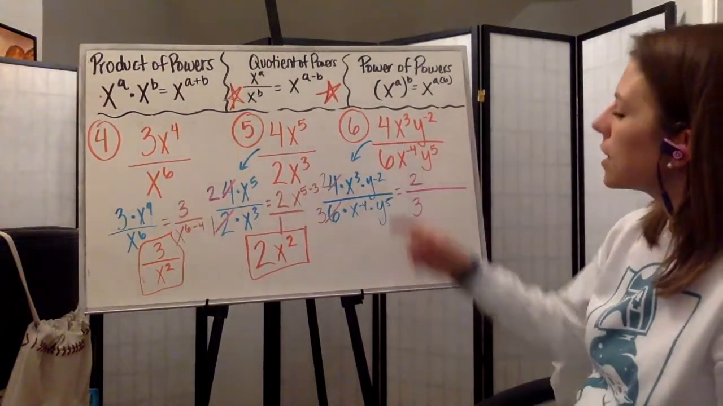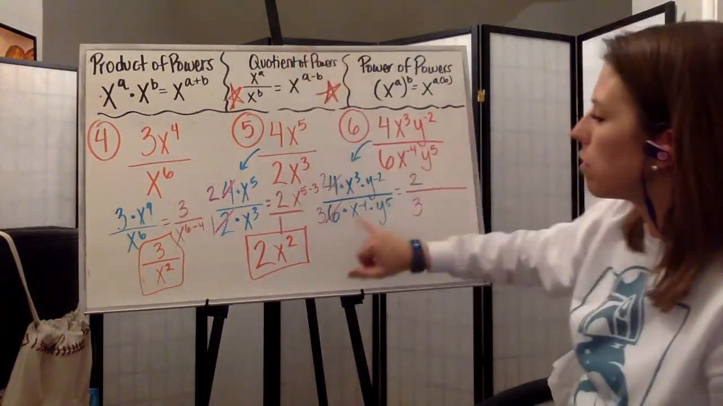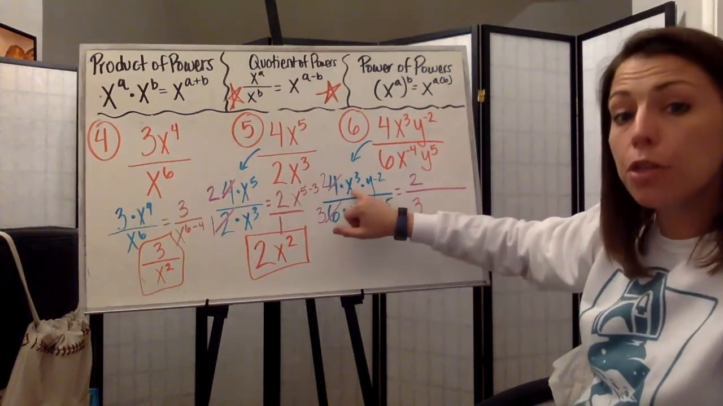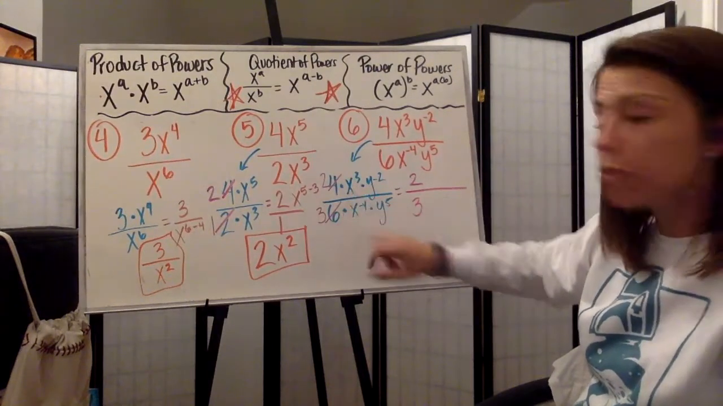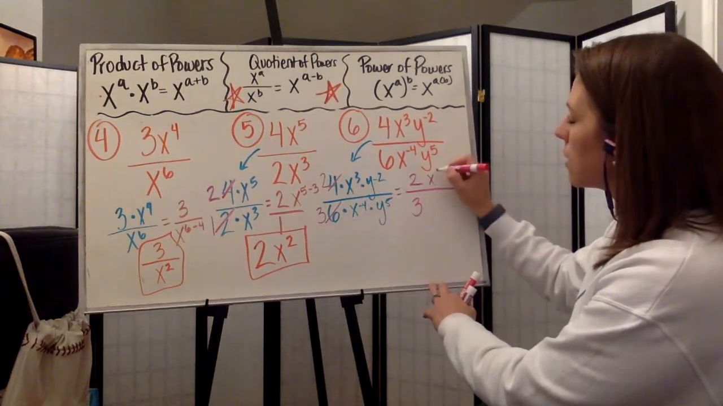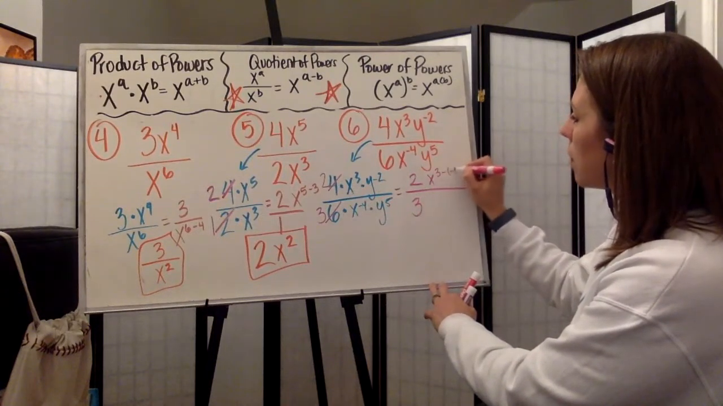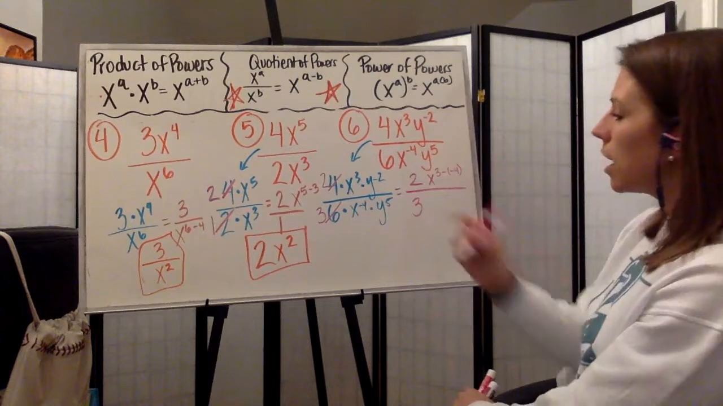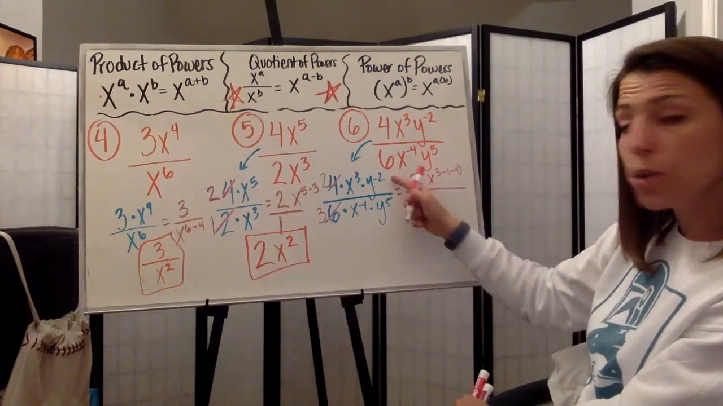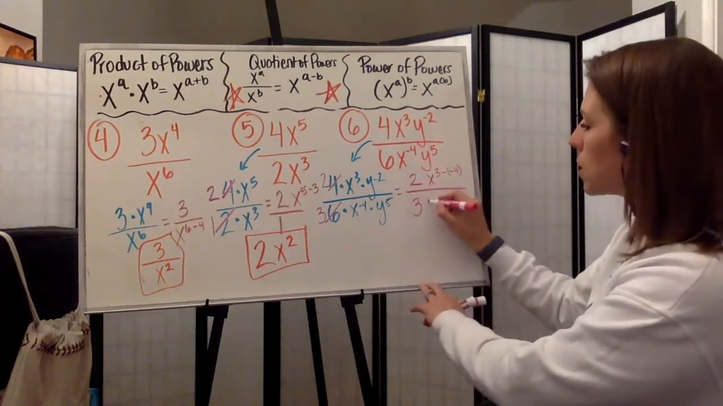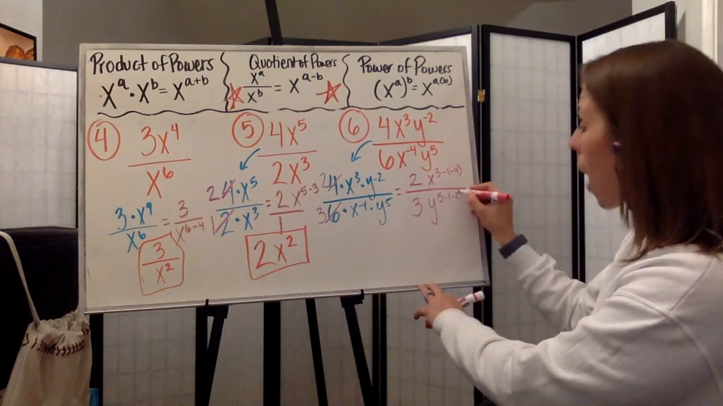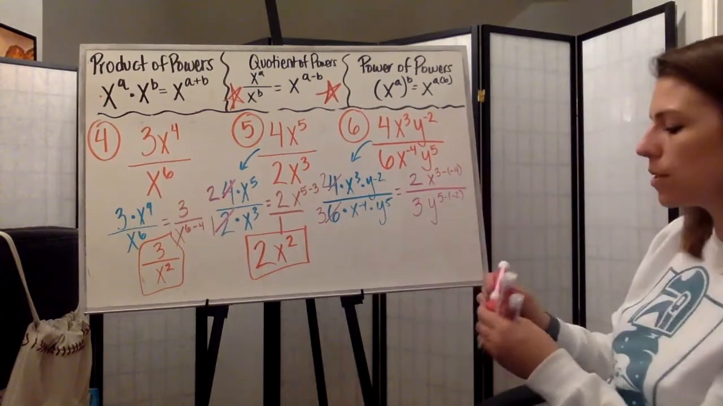Okay, now let's take a look at the x's. So we're going to apply our quotient of powers. I have 3 x's in the numerator, negative 4 in the denominator. 3 is more than negative 4. So in the numerator, I'm going to be doing x to the 3 minus negative 4. Look at the y's. I've got 5 y's in the denominator, negative 2 in the numerator. 5 is more, which means our y's stay in the denominator. y to the 5 minus negative 2.